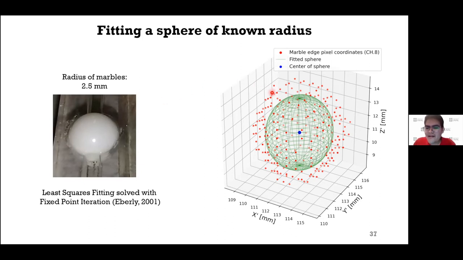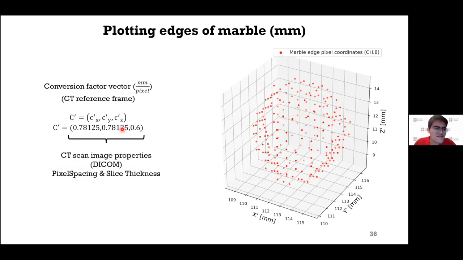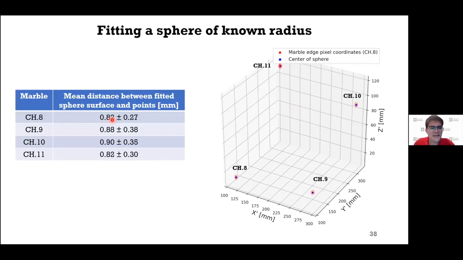We can clearly see here that the volume of the fitted sphere is less than the volume of the point cloud. It can be explained by the resolution limitations of the CT scan. So here in this table is the mean distance difference between the sphere surface and the points for all four of my marbles.